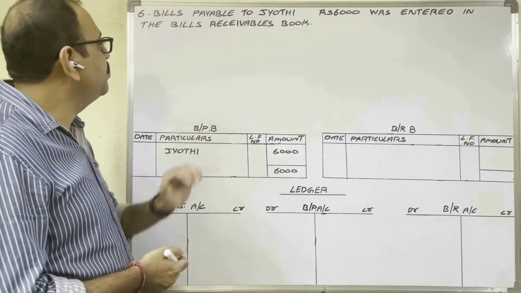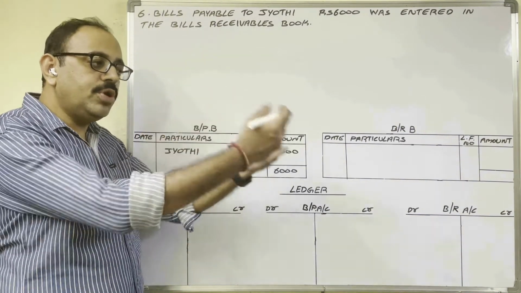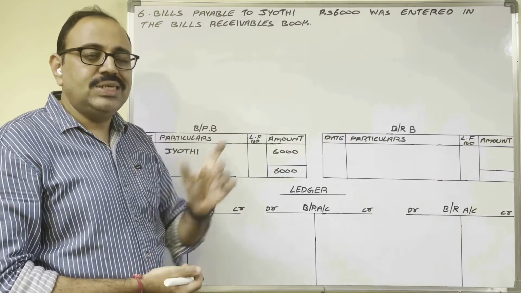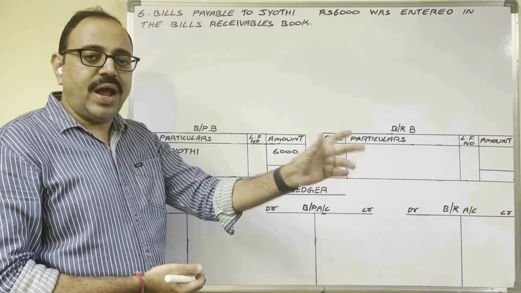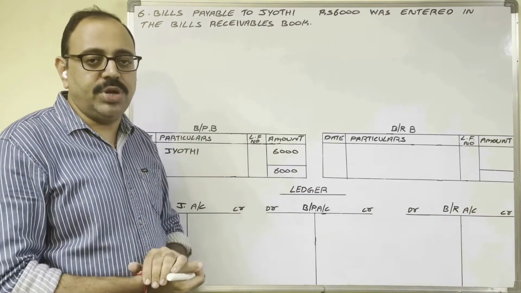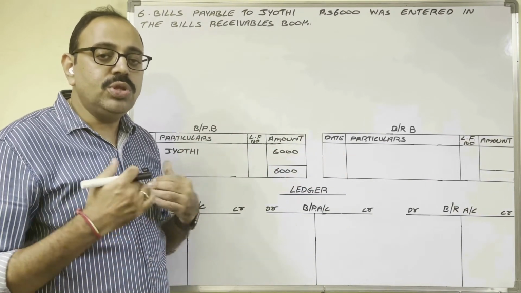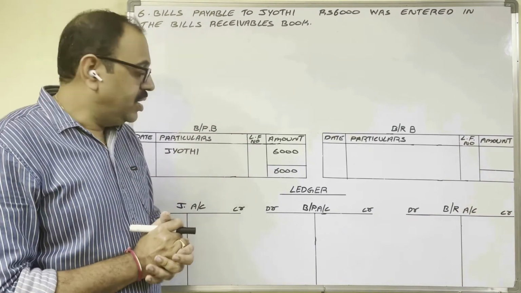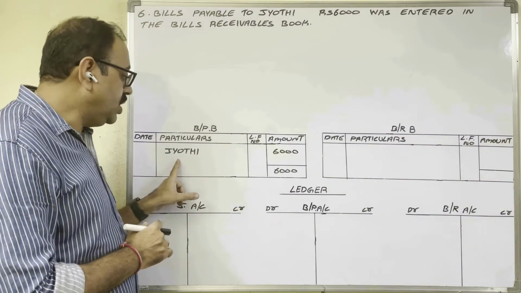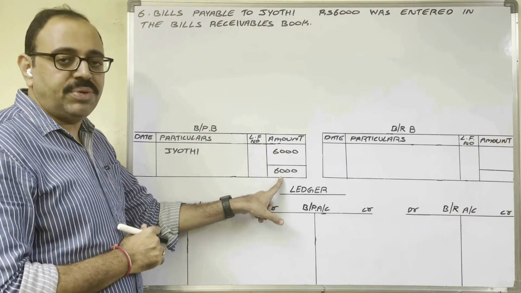From firm's point of view. Bills payable to Jyoti means firm is liable to Jyoti, 6,000 rupees. Jyoti needs a written proof. She prepared a bills of exchange and we have given acceptance on that. So to the firm, this is bills payable. Jyoti is drawer and the firm is drawee. So to the firm, this is liability. In bills payables book, firm should record this transaction. Jyoti 6,000. Assume this is the only transaction. Then total is also same.